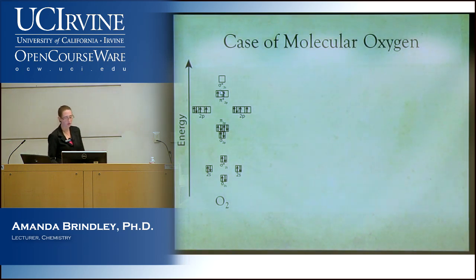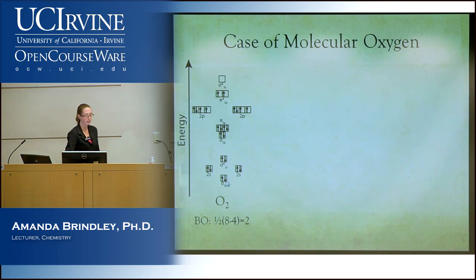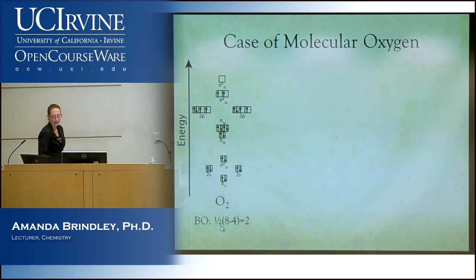Now there's some things to notice about this. First of all, what's the bond order? It's 2, right? And I got that because how many are in bonding orbitals? 2, 4, 6, 8. How many are in antibonding orbitals? 2, 4. So we get a bond order of 2. Now, is it paramagnetic or is it diamagnetic?